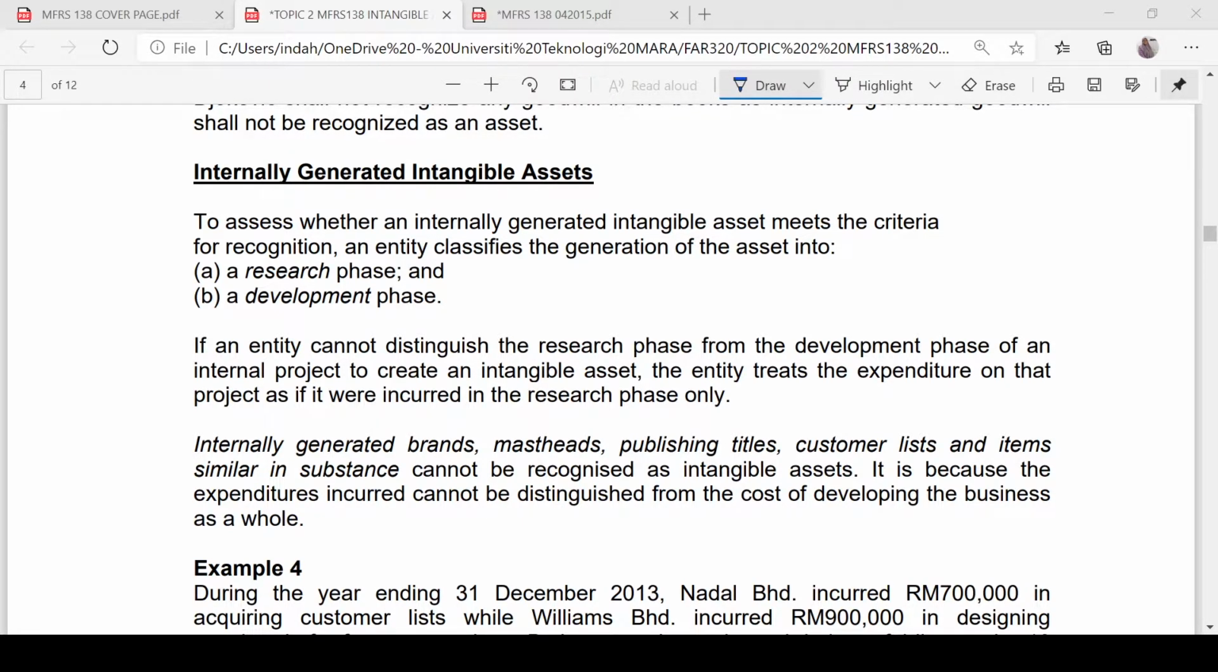All right, so it is not separable. The whole process is not separable from the business. All right.